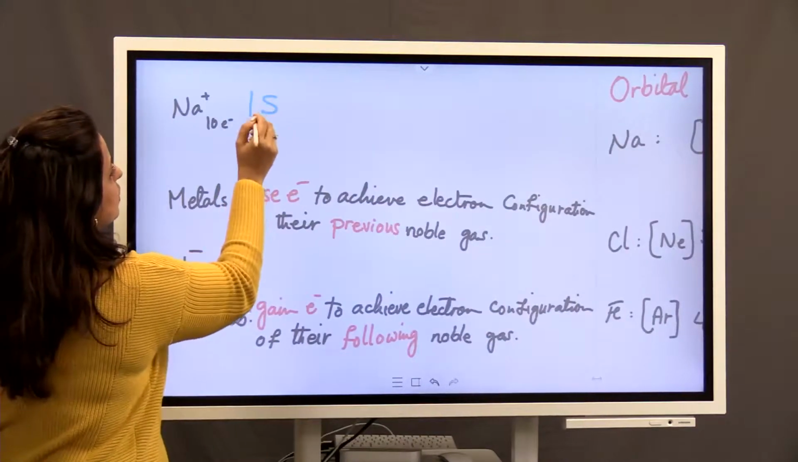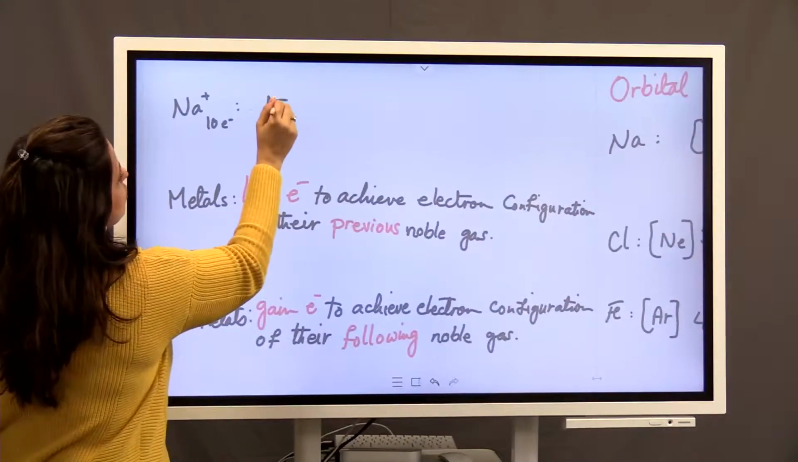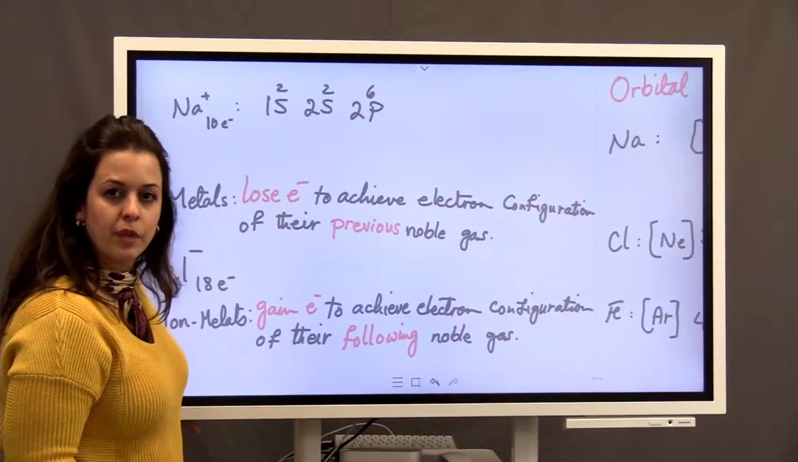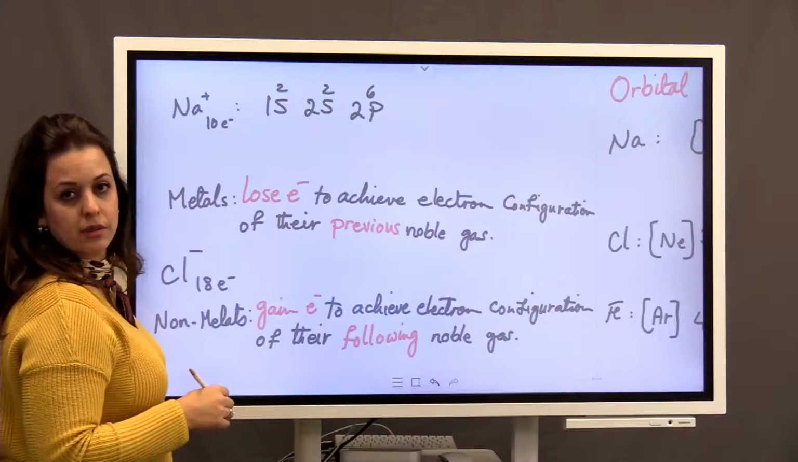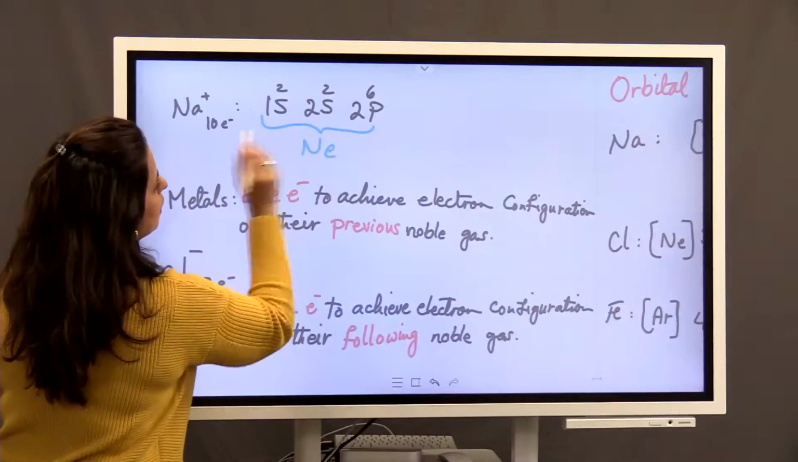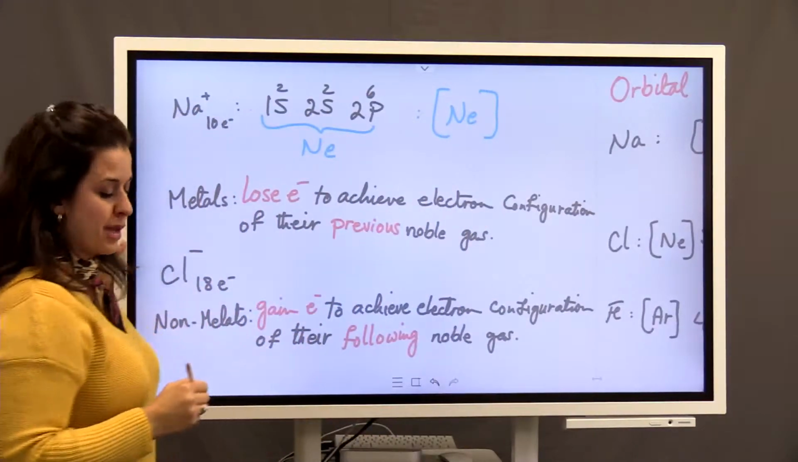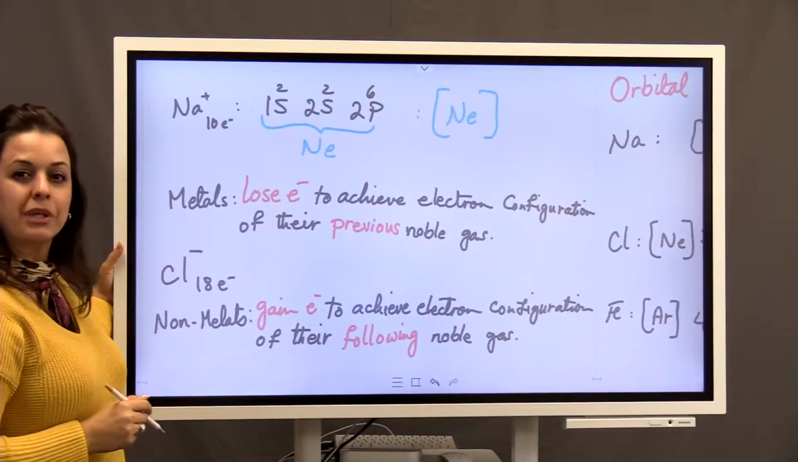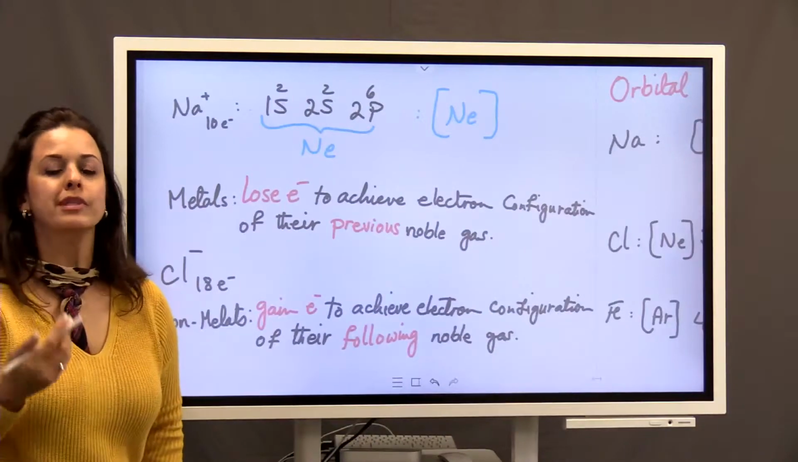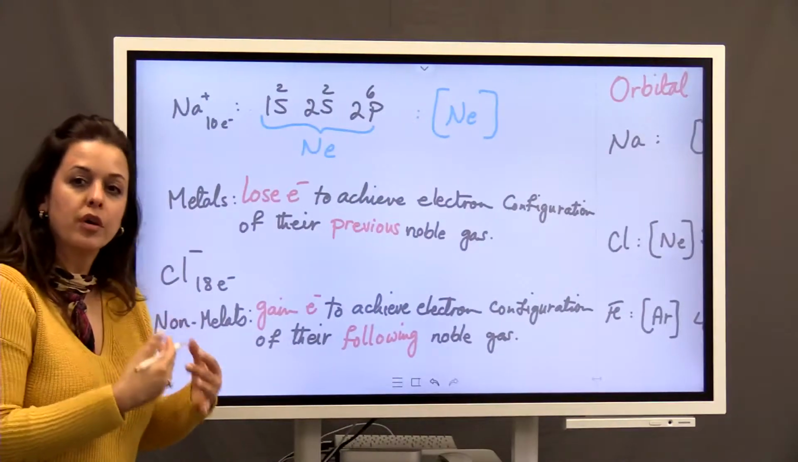So its electron configuration is 1s2, 2s2, 2p6 to have 10 electrons, right? Which other element has 10 electrons? Isn't it neon? So, electron configuration of sodium ion is the same as electron configuration of neon. Please pay attention. By writing this, it doesn't mean that sodium ion becomes neon. It just becomes as stable as neon, has the same electron configuration.